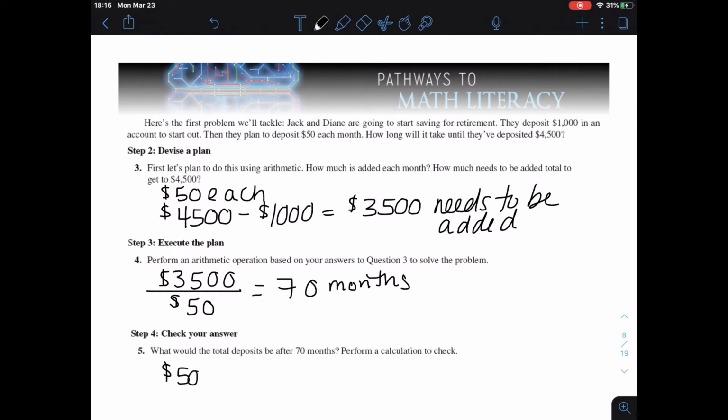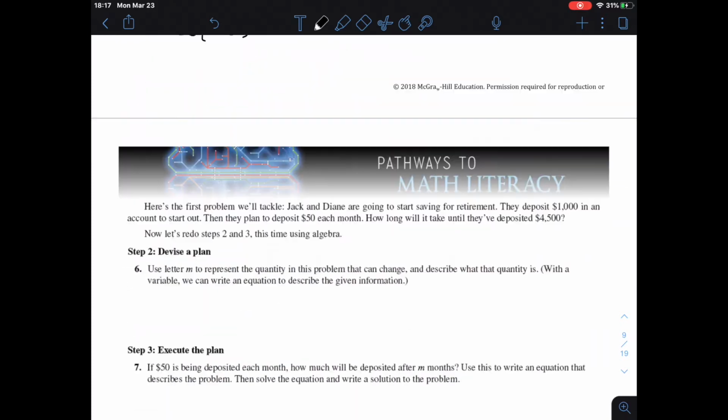Let's check our answer by seeing that that works. If you take the $50 and you times it by the 70 months and add that initial $1,000 back, you do get $4,500 in the account. So we did do this correctly.